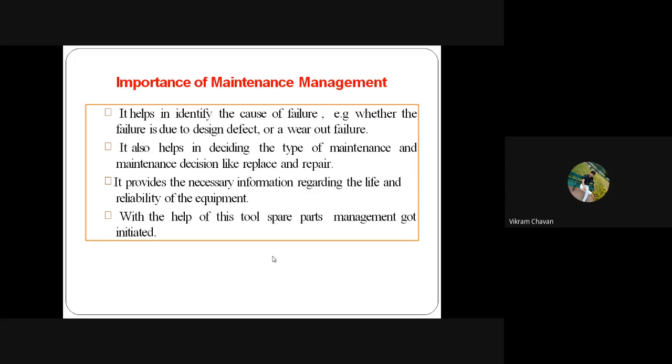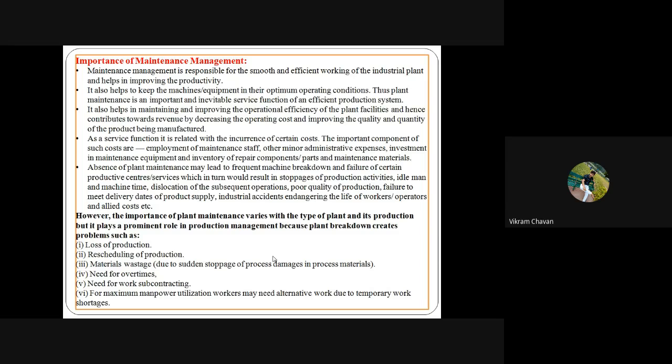These guidelines are included in the maintenance management policies, and these policies are formed on the basis of suitable experience or the facts which are happening in the industries. Okay, so on that basis, these policies are formed, so that maintenance management is important for any industry. So here we can say the main importance I have mentioned in a descriptive manner.